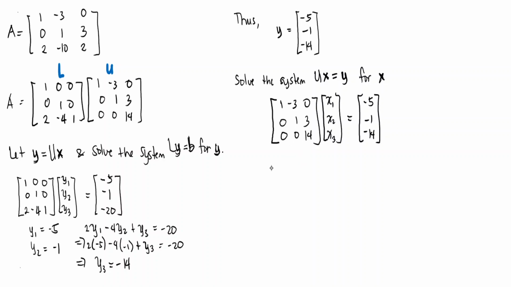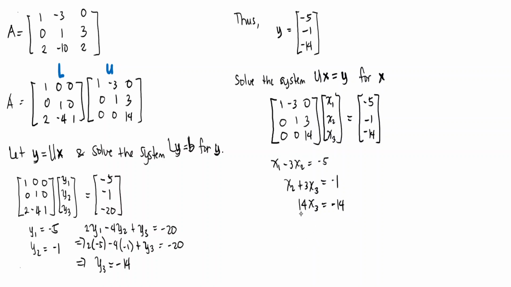So from here, we get the linear system. We have x sub 1 minus 3 x sub 2 equals -5. And then this times this, so that is x sub 2 plus 3 x sub 3 equals -1. And lastly, we have 14 x sub 3 equals -14. So we solve this by back substitution.